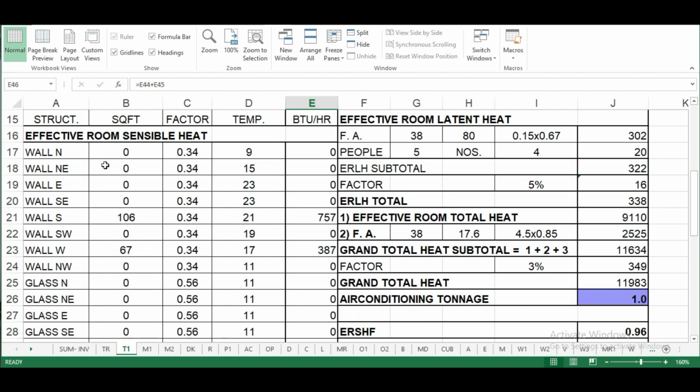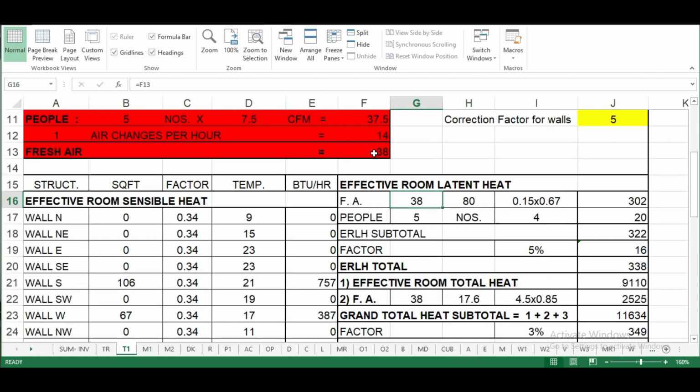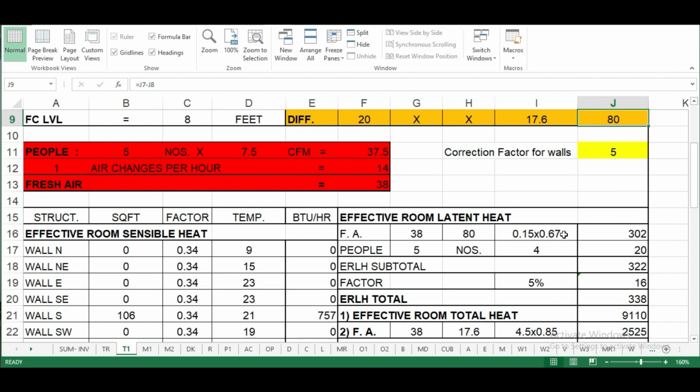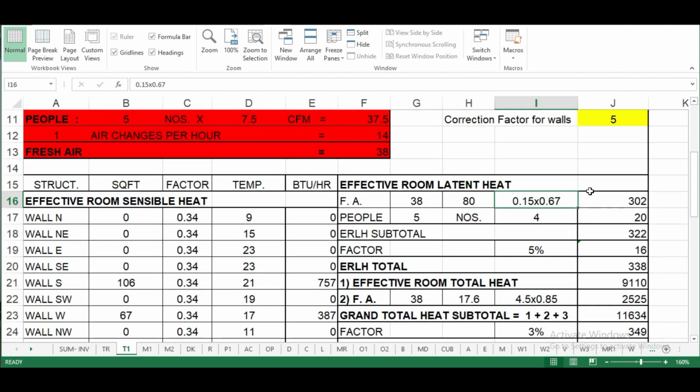Next we will go for latent heat. How to calculate the latent heat, that is the heat loss. For calculating the latent heat, first is fresh air, that is 38 we got over here. Next is 80, the grains per pound, the value we got from here. Next is 0.1 by 0.7, you do not do anything to this factor. So we get our total value as 302 for fresh air.